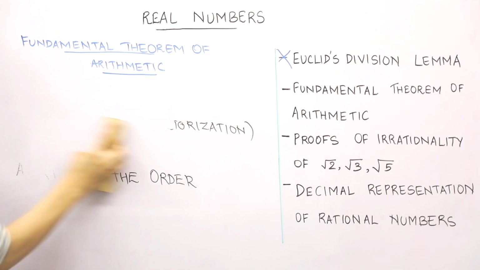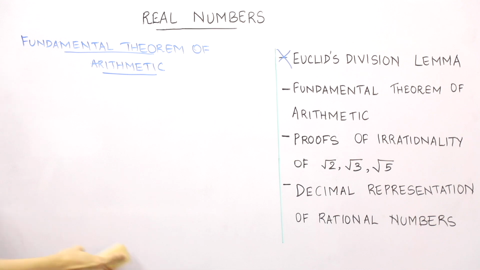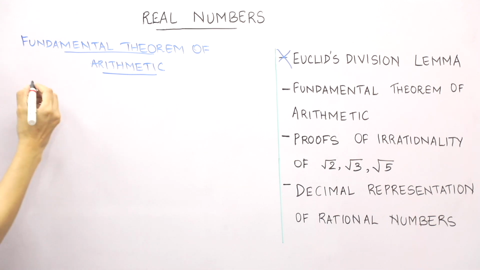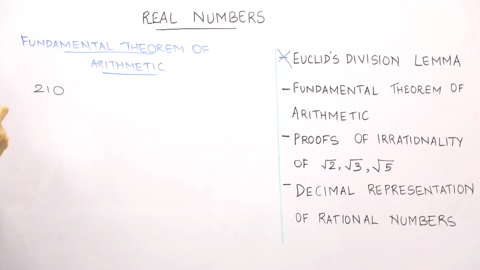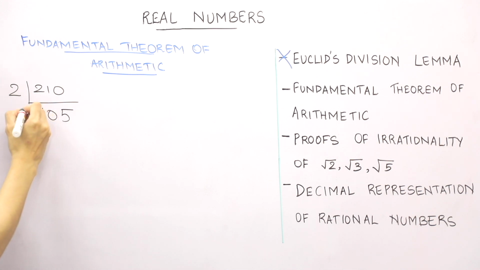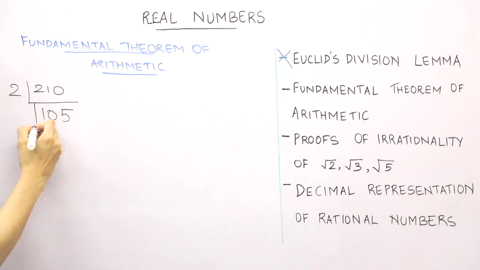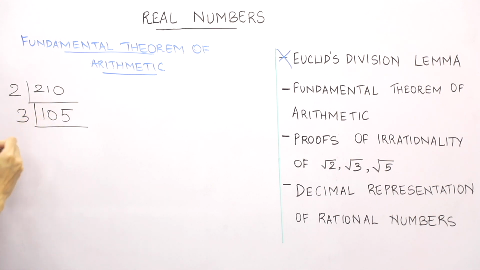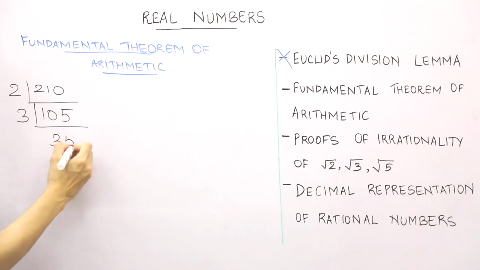Let us understand this with the help of an example. Let us consider the number 210. 210 is a composite number. Now we factorize 210 to express it as product of primes. So we start with the smallest prime number 2. 2 divides 210, we get 105. 2 will not divide 105, so we move on to the next prime number, which is 3. 3 will divide 105, 35.